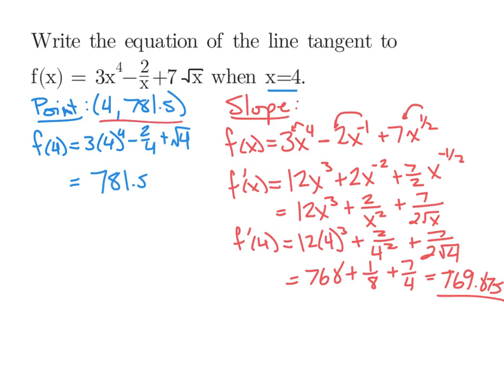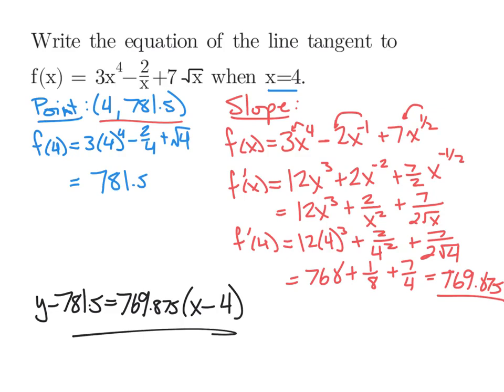Over here we have our point. So we have everything that we need to write the equation of our tangent line. We'll just do it in point slope form. y minus the y coordinate is equal to the slope times x minus the x coordinate. And there's the equation of our tangent line.